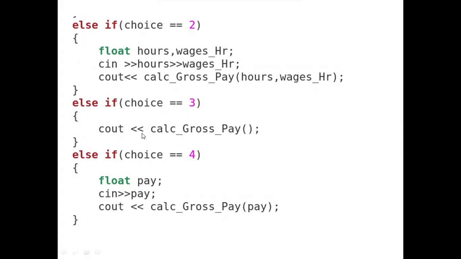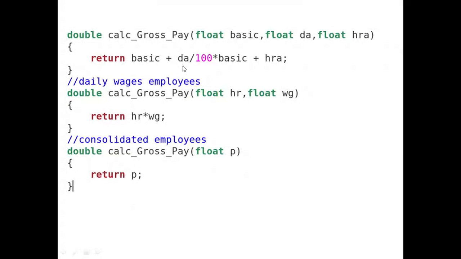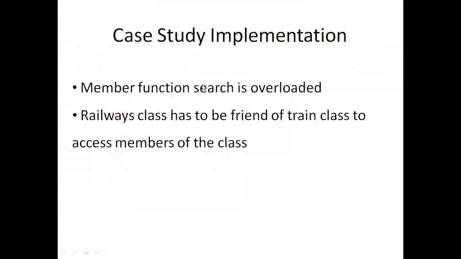Choice equal to 3, that is the employee is given only 5,000 rupees as consolidated pay. Then I am not going to interact with the user at all. I am just going to return the pay as 5,000. If the choice is 4, then I get the consolidated pay from the user, and then I am going to pass it to the calc gross pay function. Okay, this is the example demonstrating function overloading in our case, right? These are the implementations of the functions, right?